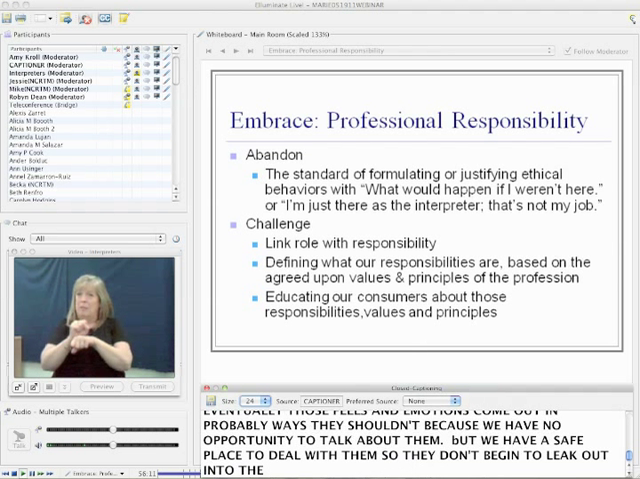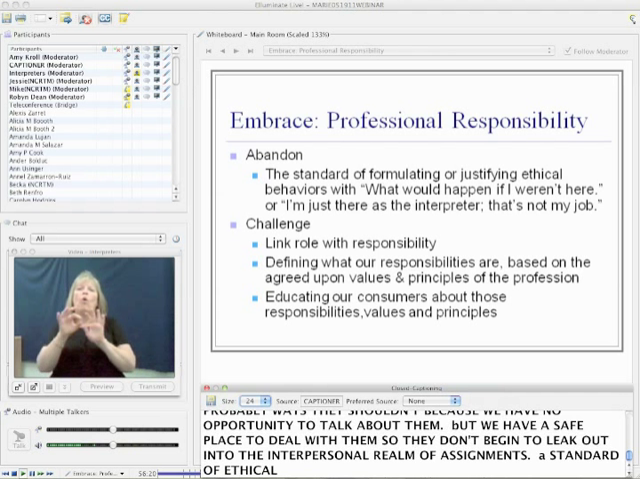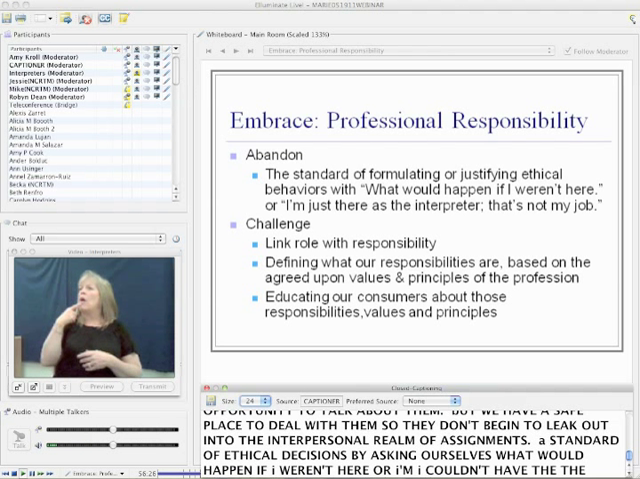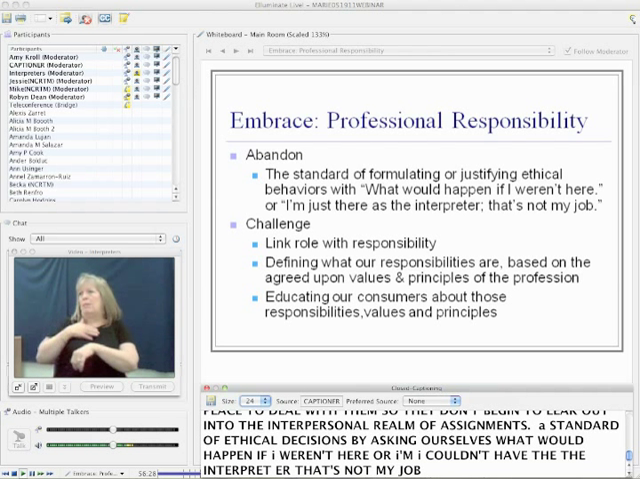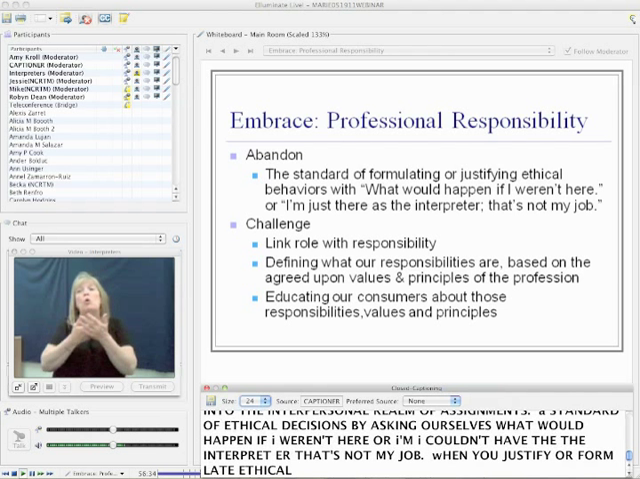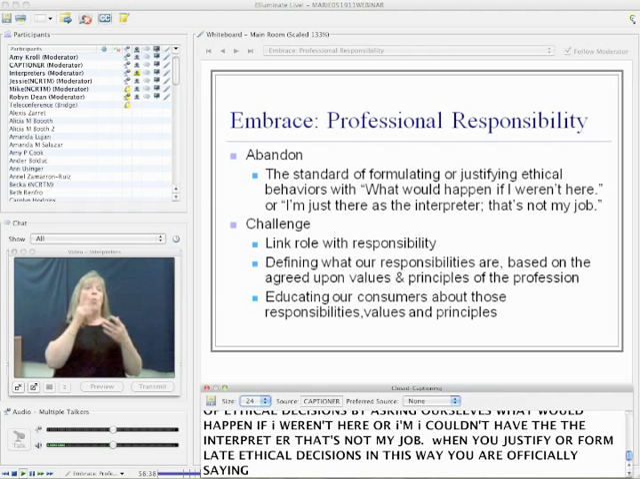If we were to embrace professional responsibility, we would have to abandon the standard of formulating or justifying ethical decisions by asking ourselves, what would happen if I weren't here? Or, I'm just the interpreter, that's not my job. When you justify or formulate ethical decisions in this way, you are officially abdicating responsibility.